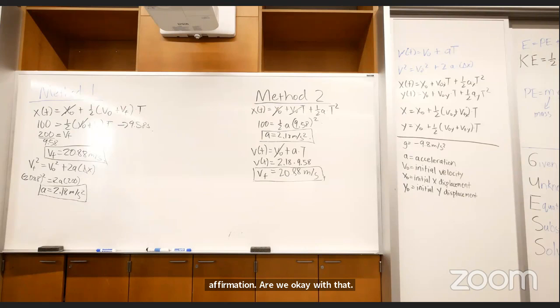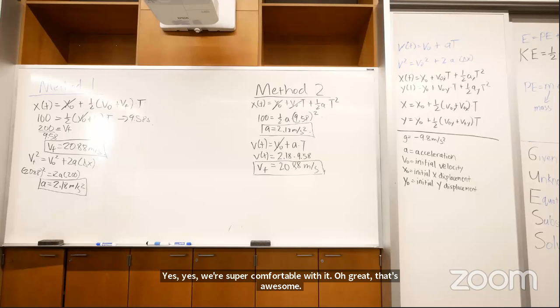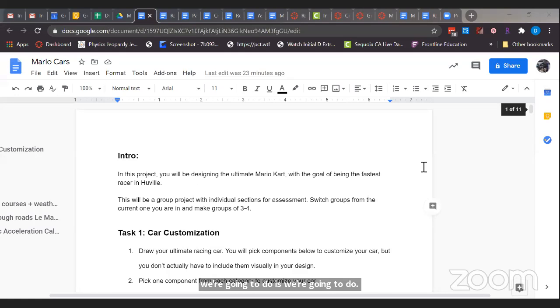What we're gonna do today is move on to a new project. So here's what the project entails. We're going to do some designing of cars. More specifically, I've titled this project Mario Cars. So here's what's going to happen. Your goal is to design the ultimate Mario car with the goal of being the fastest racer in all Whoville. This project is going to be a little bit different than the last one.